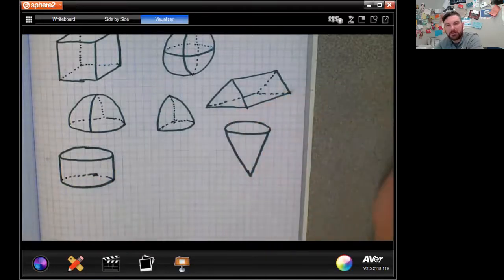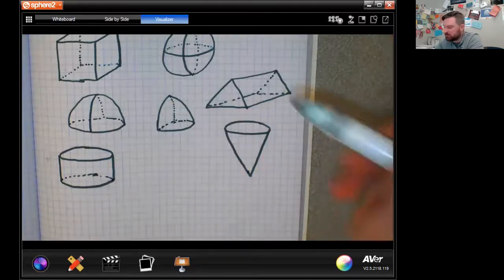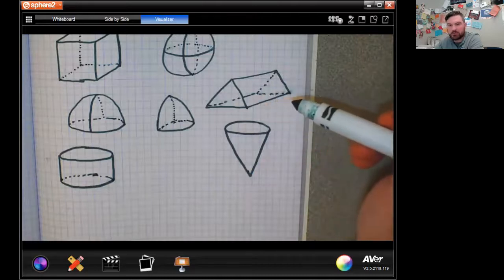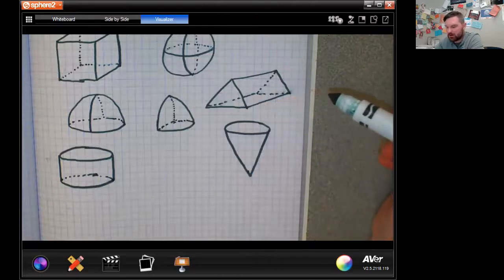We have a pyramid. And we can have many types of pyramids, just like we can have many types of prisms. So the first one I'm going to draw is a square pyramid.